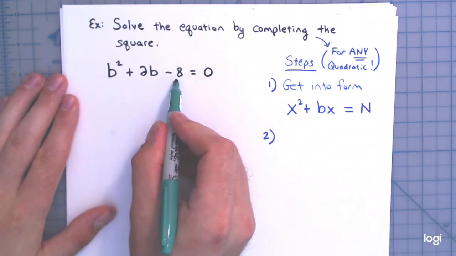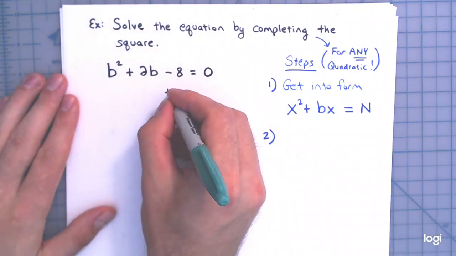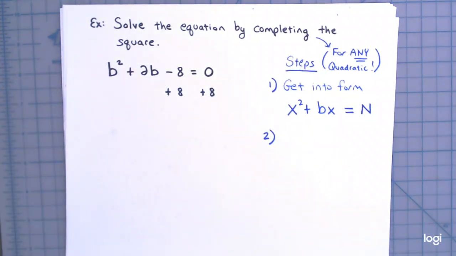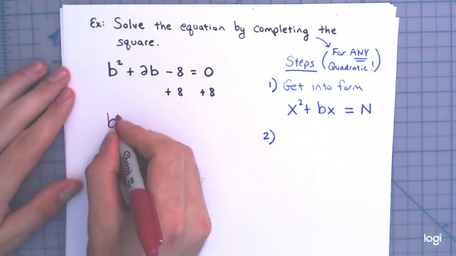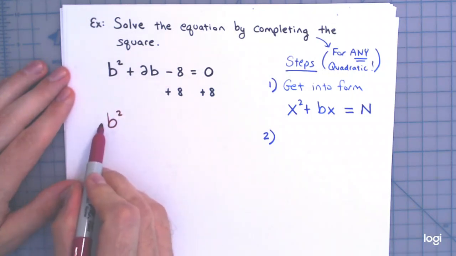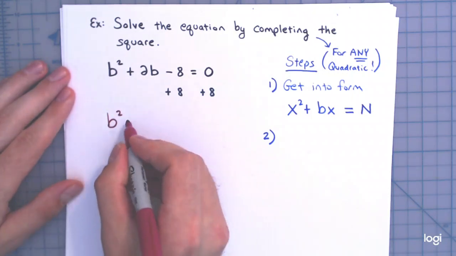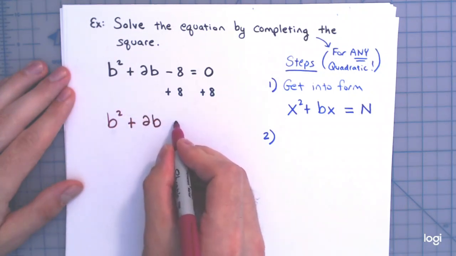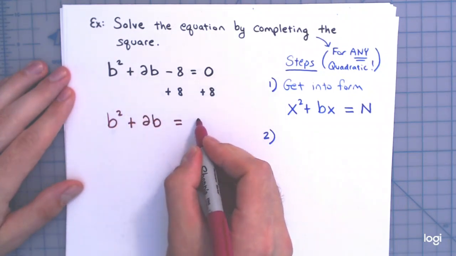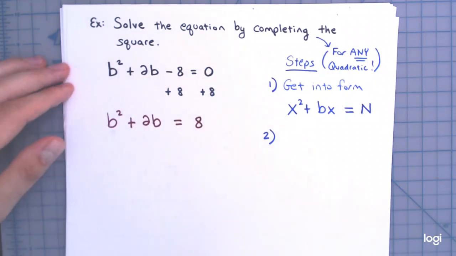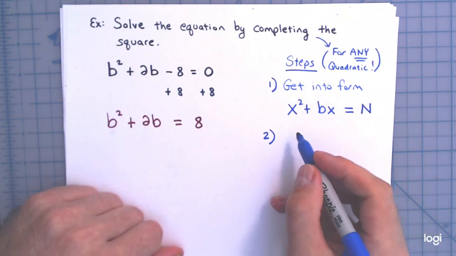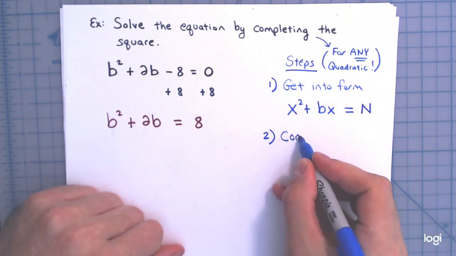But this minus 8 I don't want over there. Right? So I'm going to add 8 to both sides. So that gives me what I want. b squared, and notice it is 1b squared, right? The coefficient is 1, plus 2b on the left equals 8 on the right. 0 plus 8, pardon me. Then complete the square.